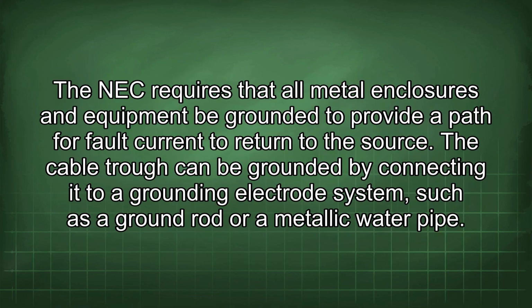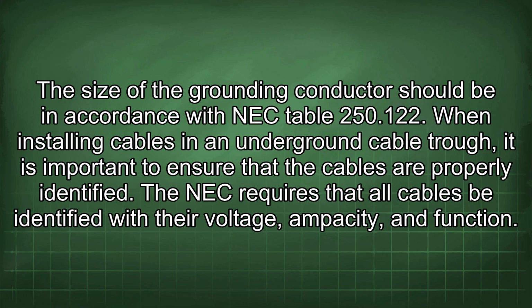In addition to grounding the cables, it is also important to ensure that the cable trough itself is properly grounded. The NEC requires that all metal enclosures and equipment be grounded to provide a path for fault current to return to the source. The cable trough can be grounded by connecting it to a grounding electrode system, such as a ground rod or a metallic water pipe. The size of the grounding conductor should be in accordance with NEC Table 250.122.